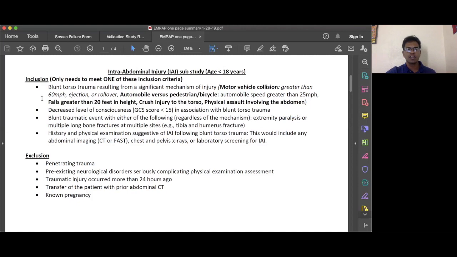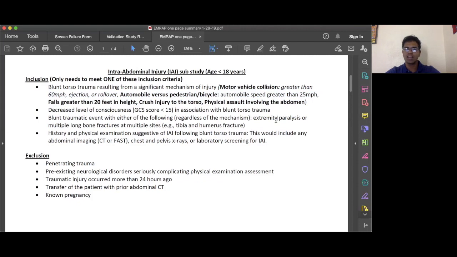As for the rest of the inclusion criteria, there's 4 here, but only one of these inclusion criteria has to be met for the patient to be potentially enrolled into validation, or specifically into this sub-study. So the first one that we're going to be talking about is a blunt torso trauma resulting from a significant mechanism of injury. And significant mechanism of injury is defined as anything in this parentheses.